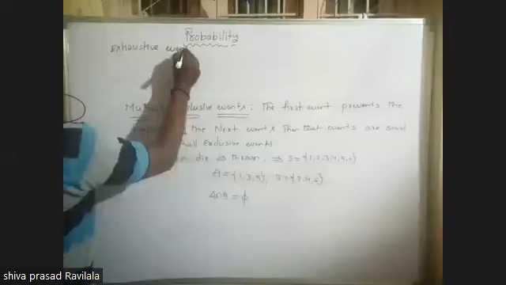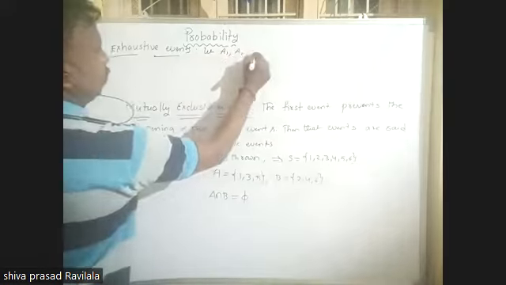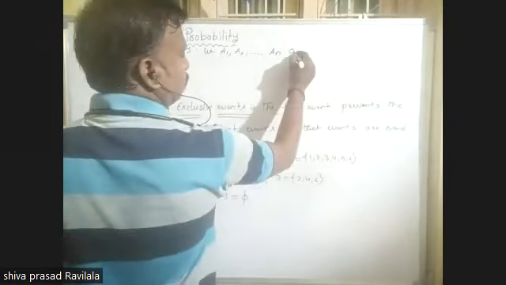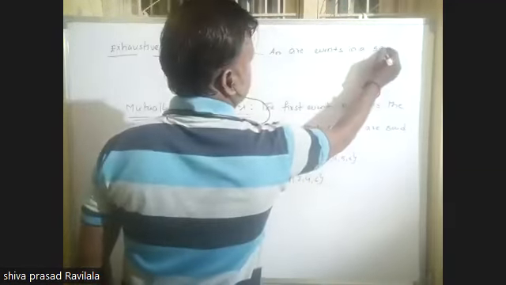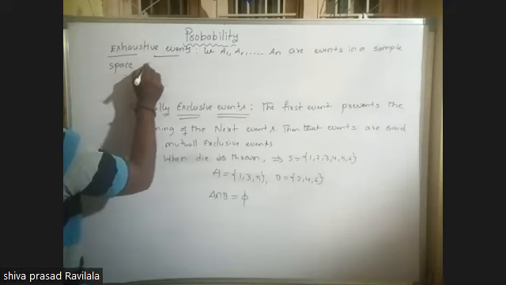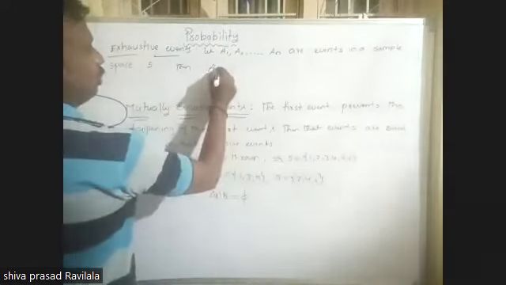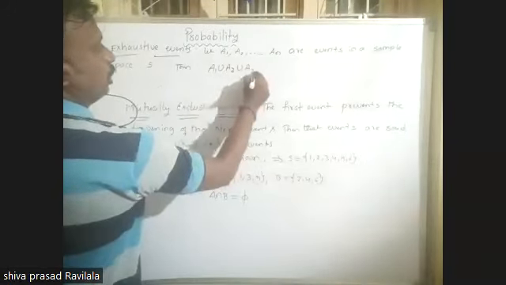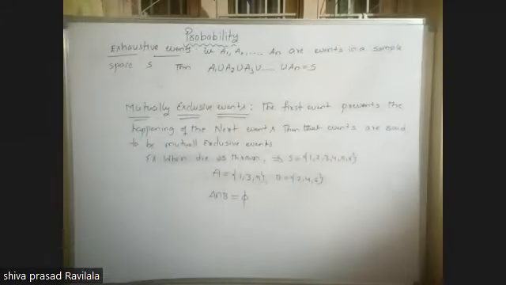Exhaustive events. Let A1, A2, and so on up to AN be events in a sample space. Then the union of all these, A1 union A2 union A3 and so on up to AN, is equal to S. If the union of all these is equal to S, then A1, A2, A3, and so on, AN are said to be exhaustive events.